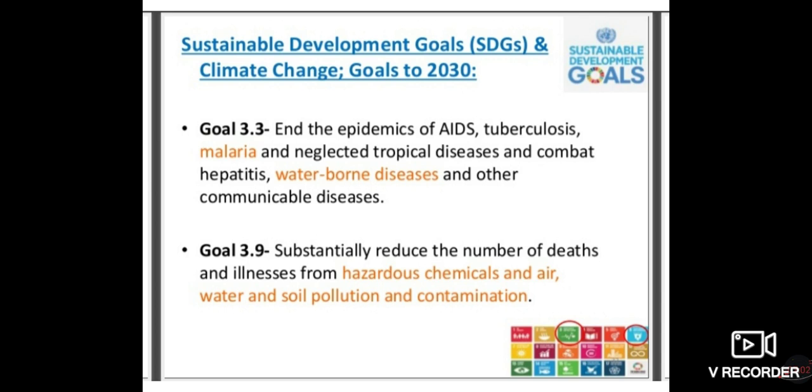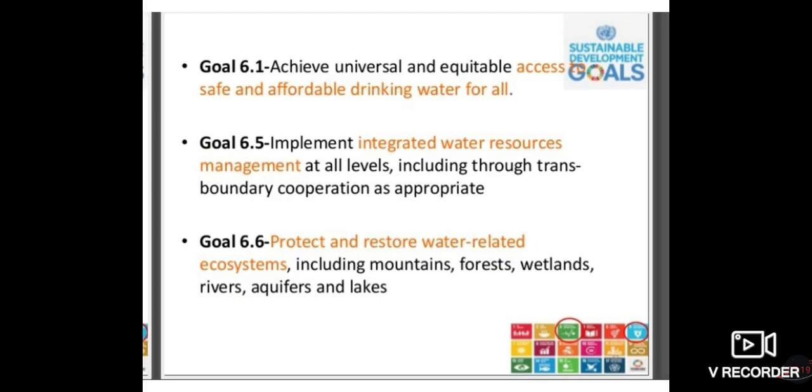And 3.9: reduce deaths and illnesses from hazardous chemicals and air, water and soil pollution and contamination. This needs to be reduced by 2030. Next one, Sustainable Development Goal 6.1: universal and equitable access to safe and affordable drinking water for all.